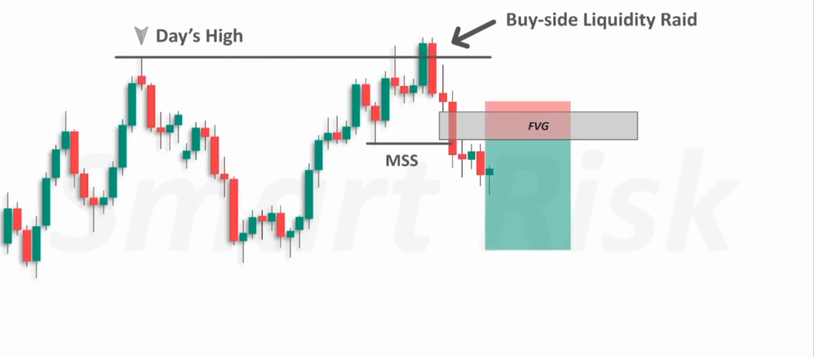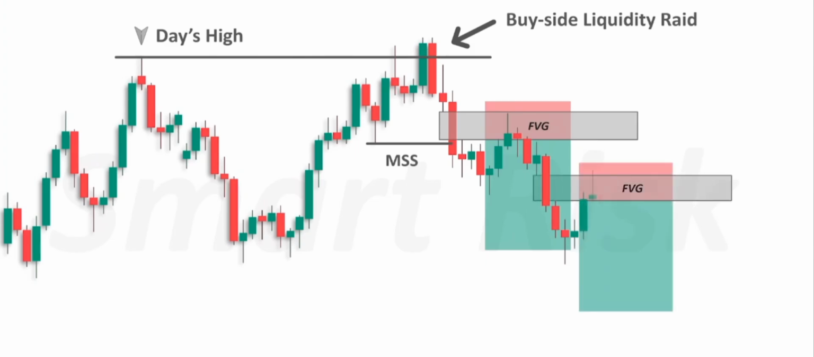Set a sell limit order at the start of the FVG zone, and wait for the price to pull back to this area. If new FVGs form, you can plan future trades, but always follow a proper risk management plan.